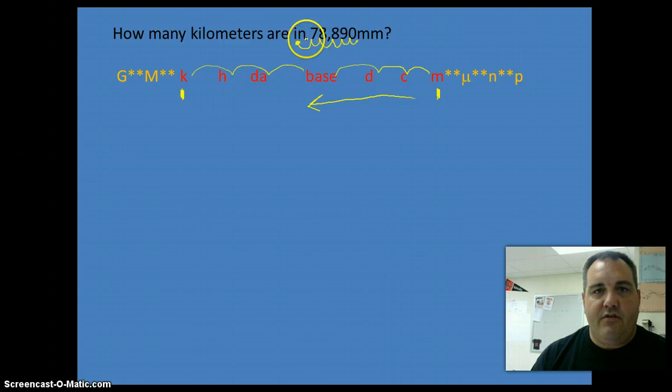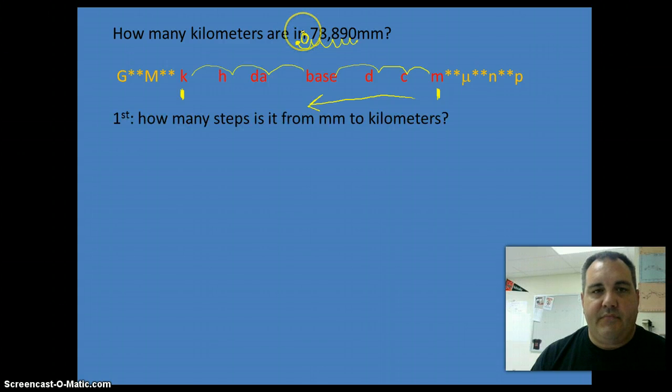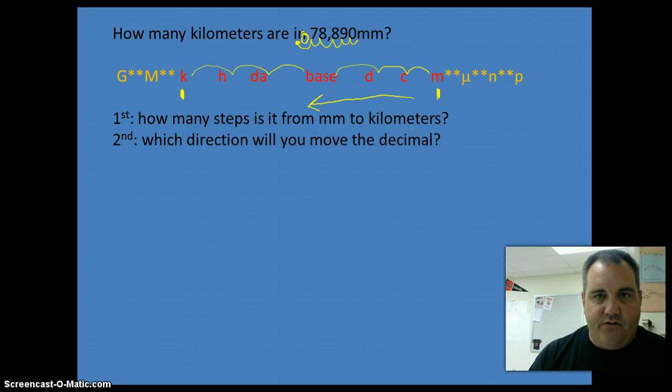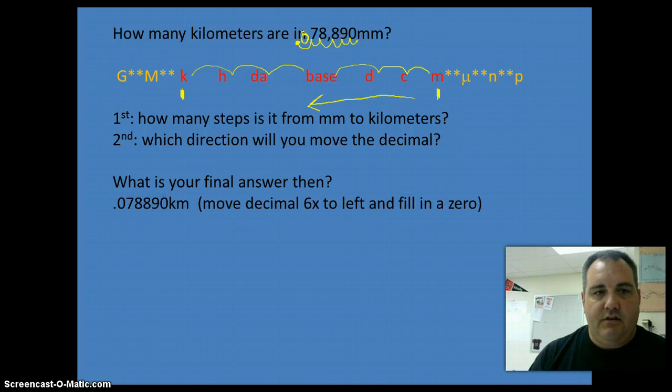Now I ran out of numbers, so I got to put a filler. Got to put a little 0 in there. Okay, so like I just explained it, how many steps per millimeter, kilometers, which direction? We're going to our left. So in the end, 0.07890. Okay, so we moved it 6 times to the left, and we had to fill in that placeholder. Okay, so again, if you write them out like this, or you remember it like this, however many steps and which direction, it's going to be real easy.